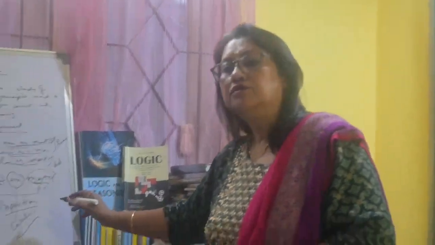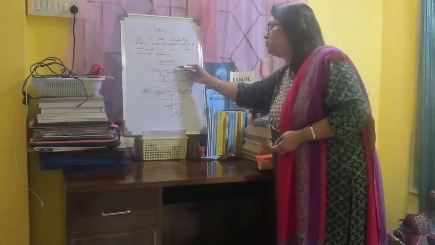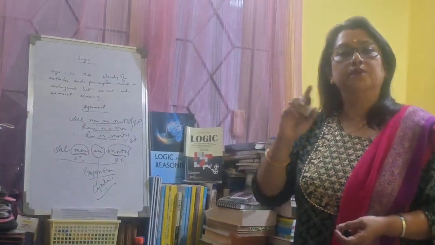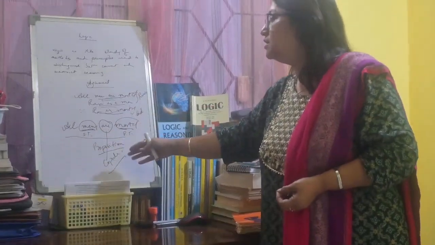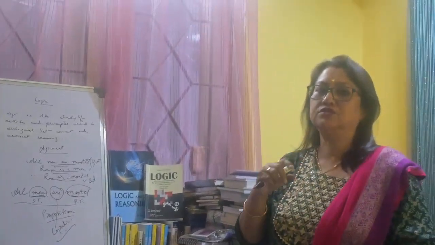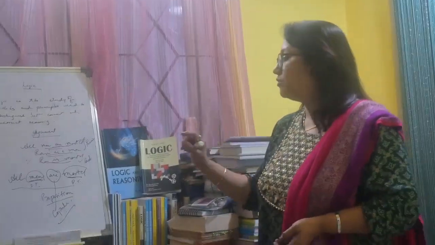Okay. Today we have learned what is logic, what is an argument, and what is a proposition. In a proposition, how many terms are there? Two terms. All these are in the first unit. In the first unit we will learn what is logic, what is an argument, and what is a proposition.